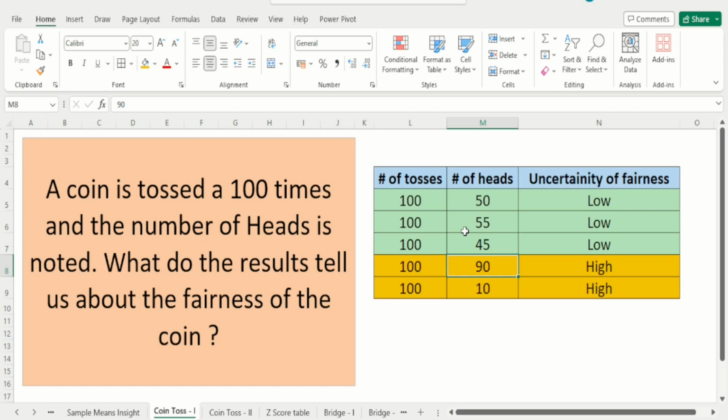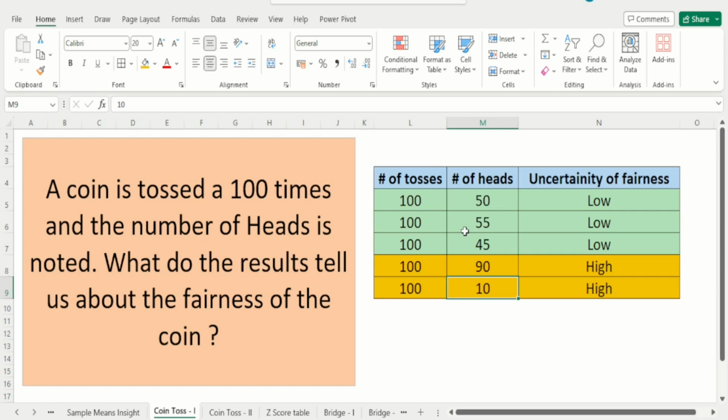And now you would have a certain degree of doubt in your mind whether it's a fair coin or not. You will start questioning the certainty of this, or rather you will be highly uncertain of its fairness. Put another way, if you toss the same coin 100 times and this time you get the other extreme, which is the number of heads is only 10, well, there is again justifiable reason for you to be suspicious of the fairness of the coin.